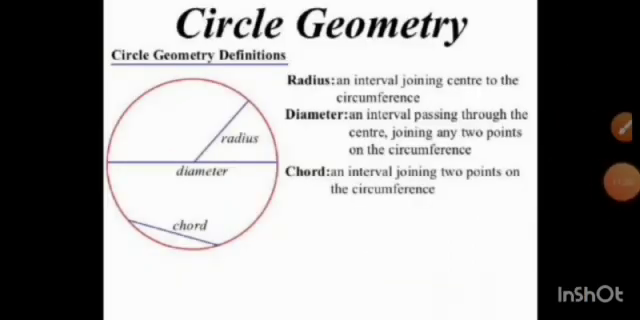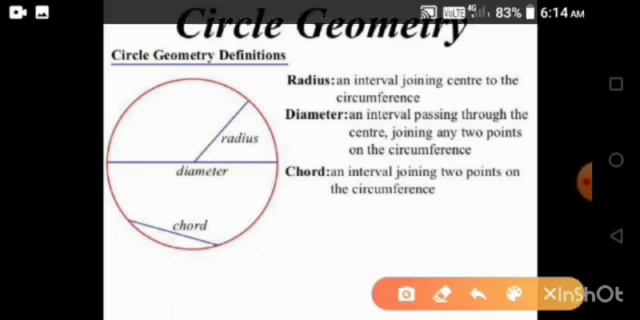Next, radius is an interval joining the center to the circumference. An interval passing through the center joining any 2 points on the circumference is the diameter. An interval joining 2 points on the circumference is a chord.